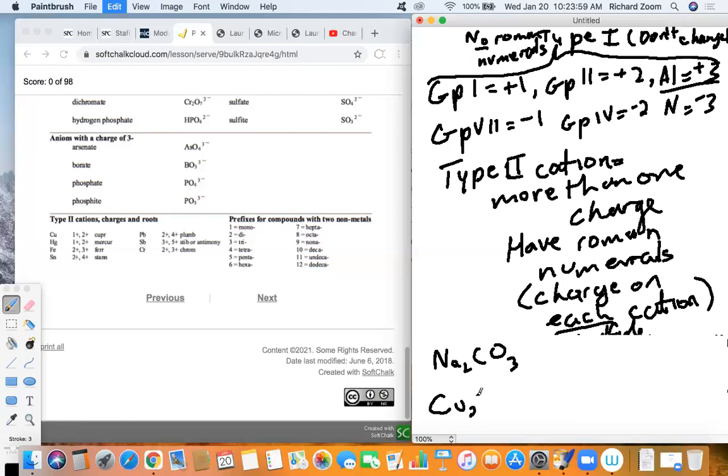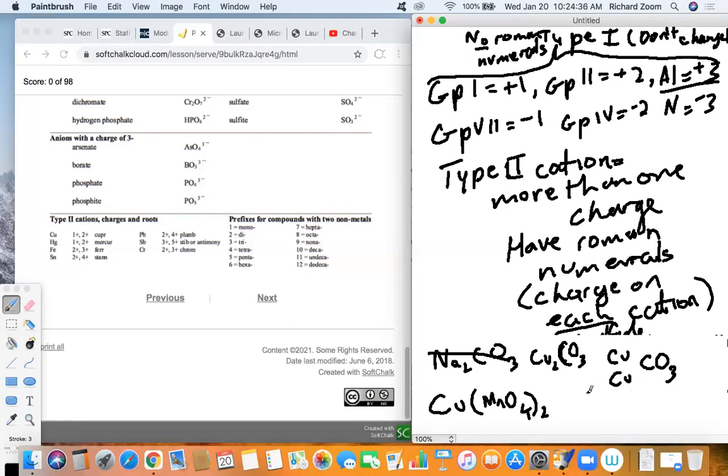No, I'll do that. I'll do Cu(MnO4)2. So we start out with the Na2CO3, and well, maybe that's not a good example. I'm going to cross that out. I'm going to do Cu2CO3. That'll be better. And if I drew a picture of that, this is what it would look like.